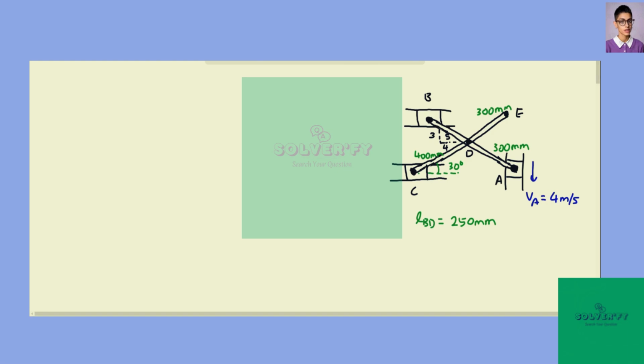Okay, so now we collect some of the known information. So VA is minus 4j meters per second. Here again, this is our coordinate system. And then we first find VB. VB is equal to VA plus omega AB cross RB relative to A. Okay, so based on this diagram, when VA is moving downward, VB is going to move to the right.